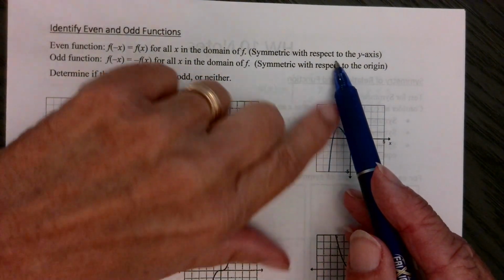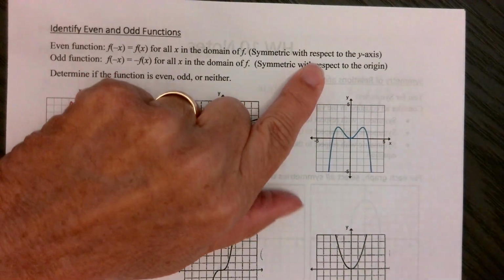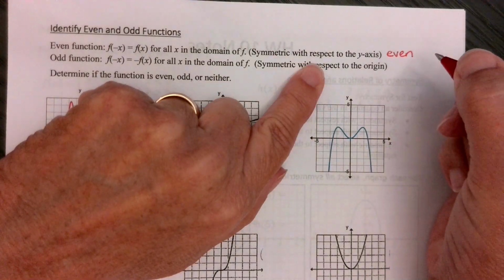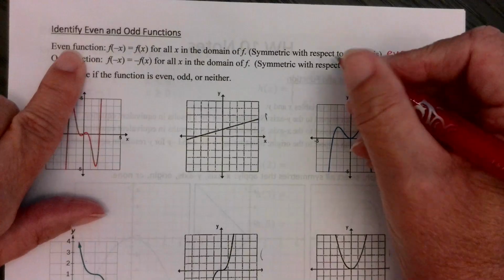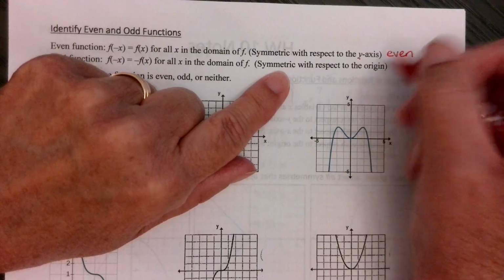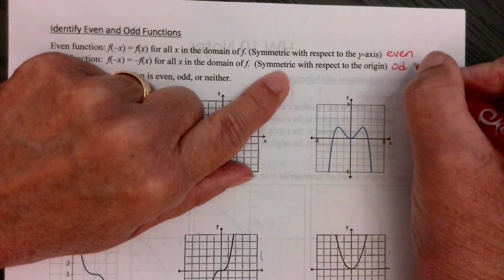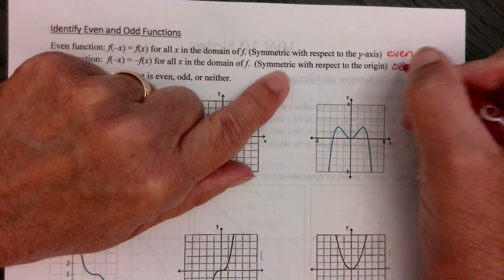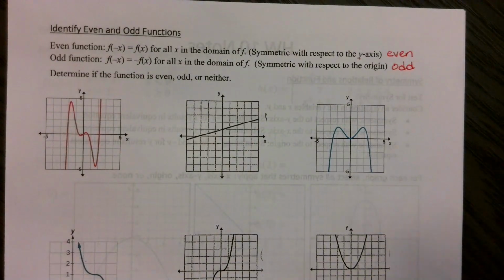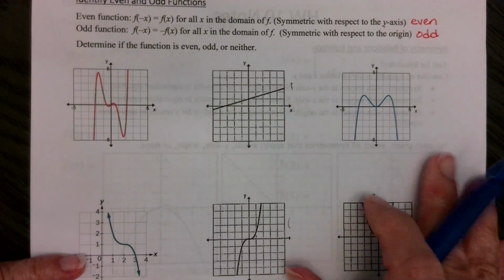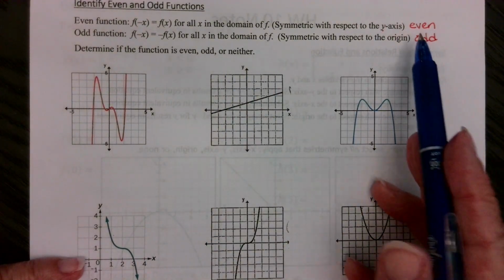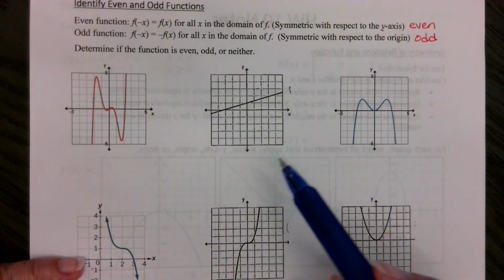If it is symmetric to the y-axis, it is an even function. Okay? It is an even function if it's symmetric to the y-axis. If it's symmetric to the origin, it is odd. Think about turning your paper upside down. That's odd, right? And that's how we check for symmetric to the origin. All right, so we're going to see if it's even or odd or neither. Again, we got to figure out whether it's symmetric to the y-axis or the origin.